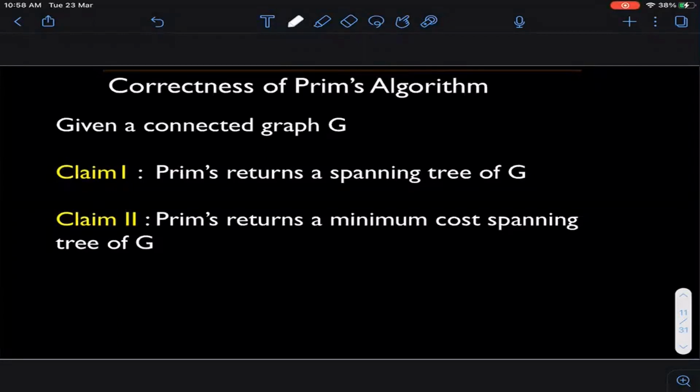So now we want to prove the correctness of Prim's algorithm, and we need to do this in two parts. First of all, I have to prove that Prim's actually returns a spanning tree of the graph. Even that is not clear, at least it's not clear to me. Because remember, all you are doing is at every iteration you are adding a bunch of edges, but who says that this is going to be a spanning tree of your graph? So first of all, how do you even prove that this is a spanning subgraph of your graph?